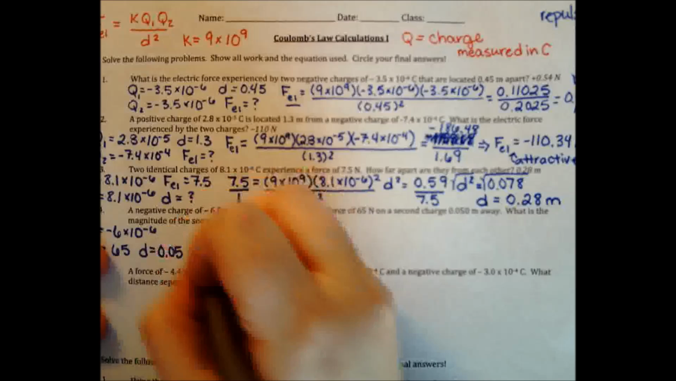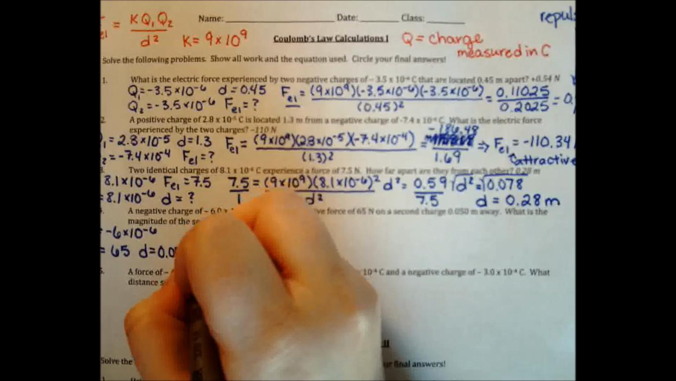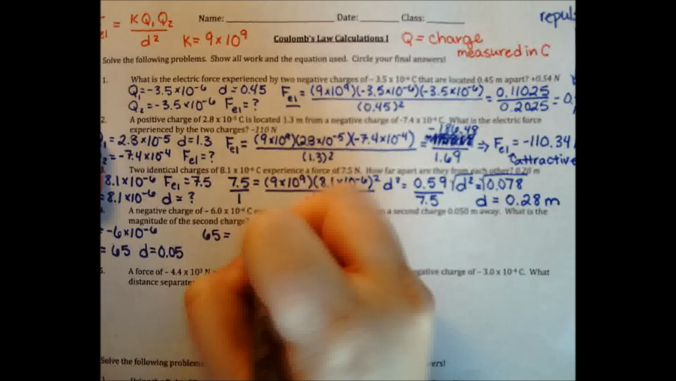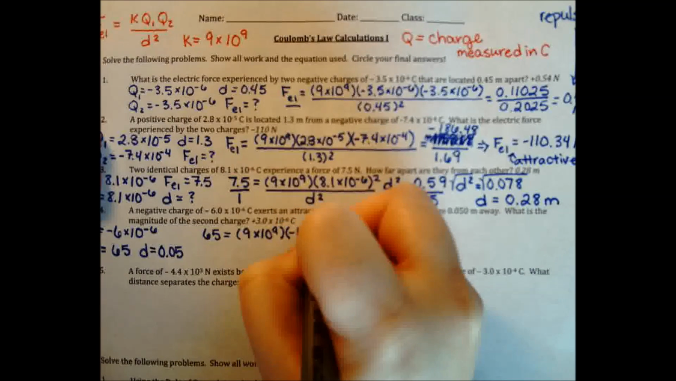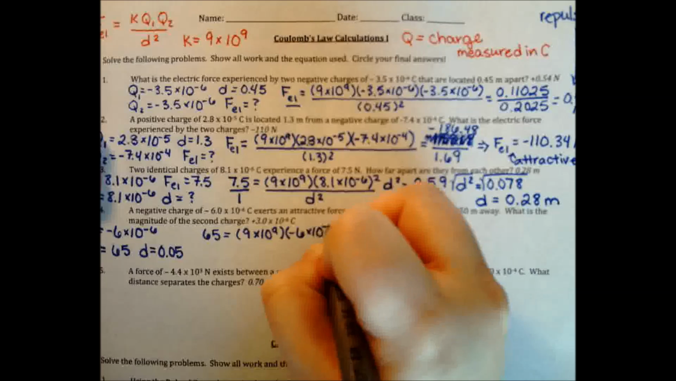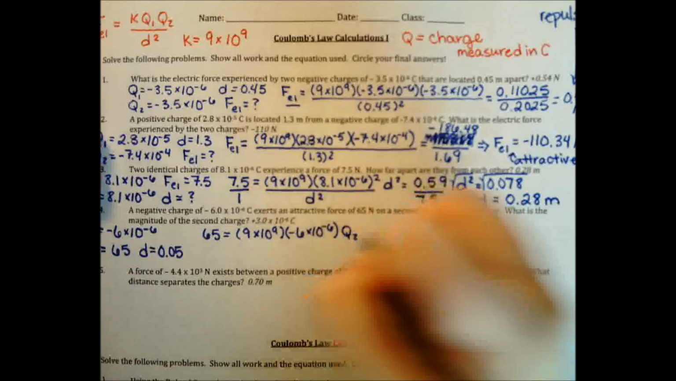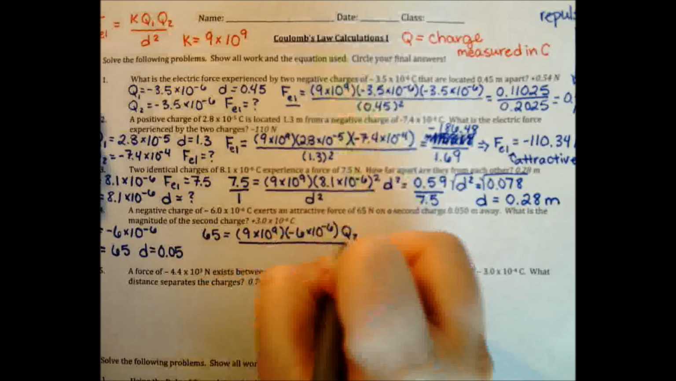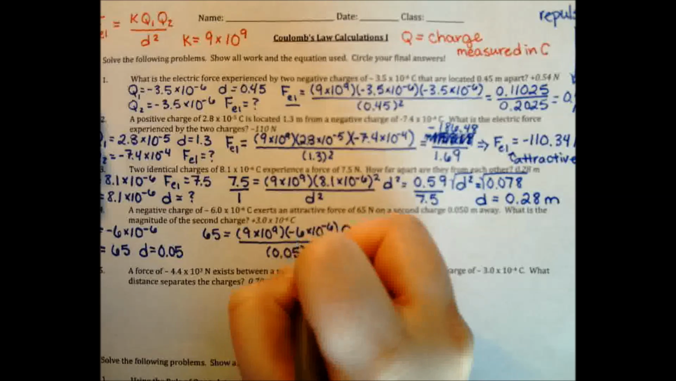Oh, sorry, that was an awkwardly long pause as I thought about things. So, again, we are plugging things back into that equation from the very top. So we have 65 equals 9 times 10 to the 9th times negative 6 times 10 to the negative 6 times Q2, which is what we're looking for. That's what I forgot to write over there. And then all that is divided by the distance, 0.05 squared.